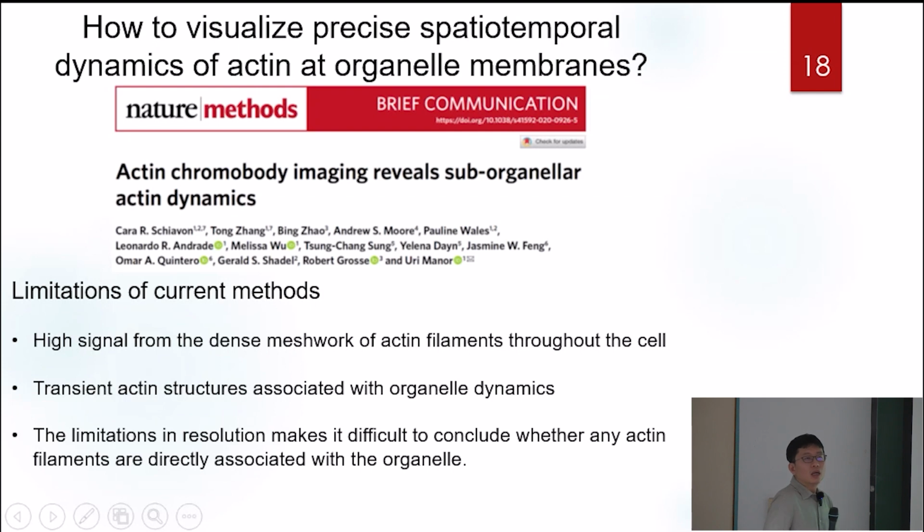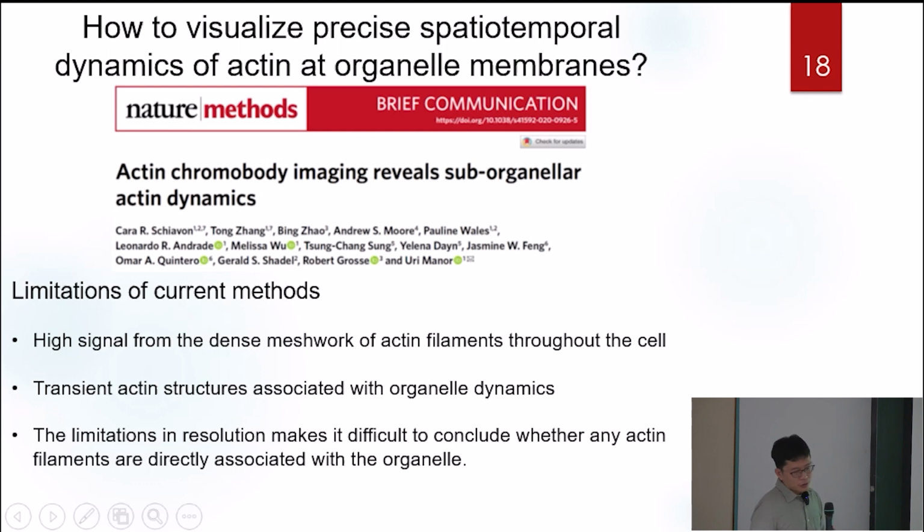Okay. All right. So although we have different methods to see the actin filament, and it looks good, it's still hard to see the interaction between actin and the organelles. So that's why these papers were published. They try to develop a method to visualize the interaction between actin and the different organelles.